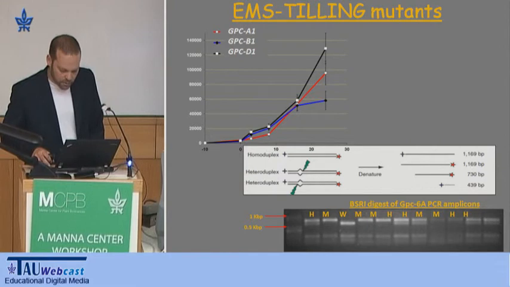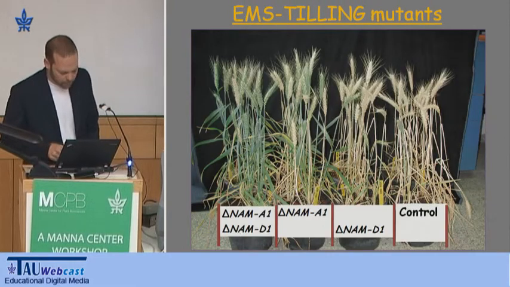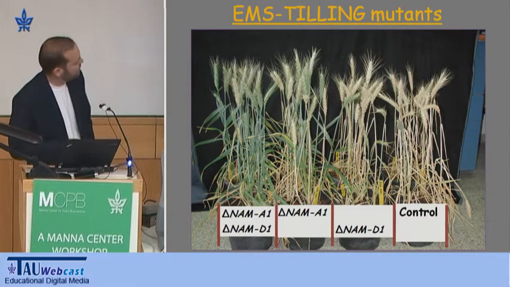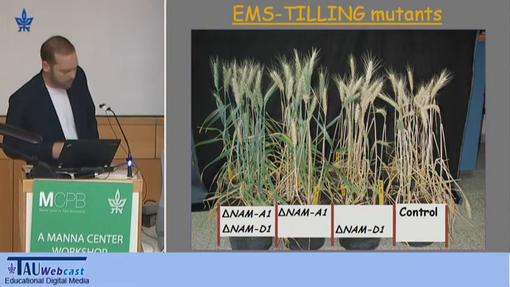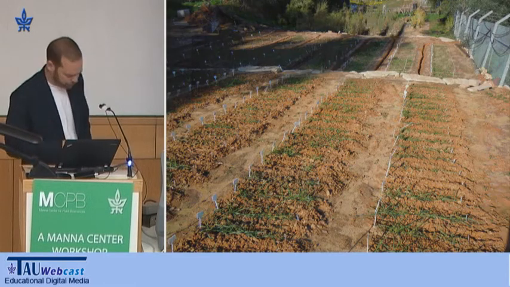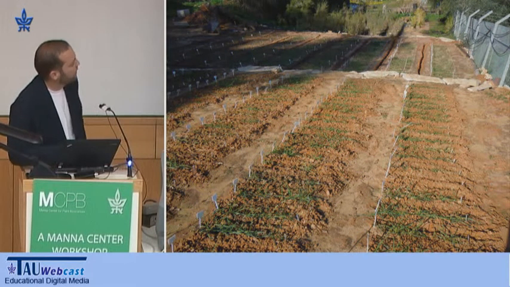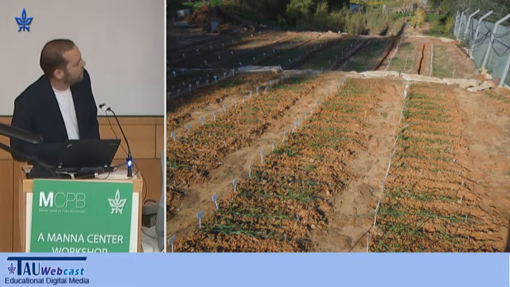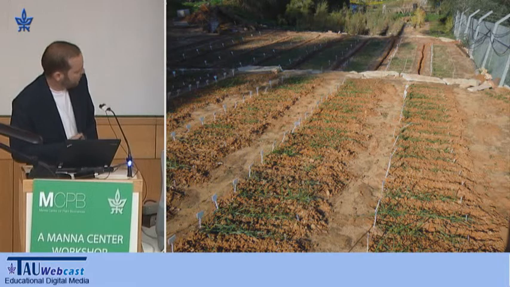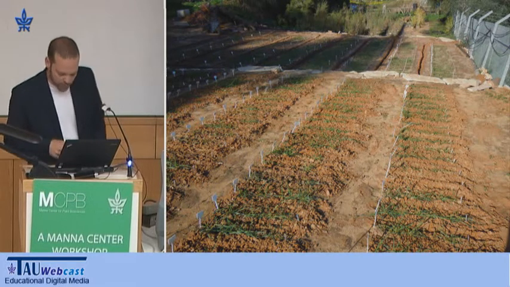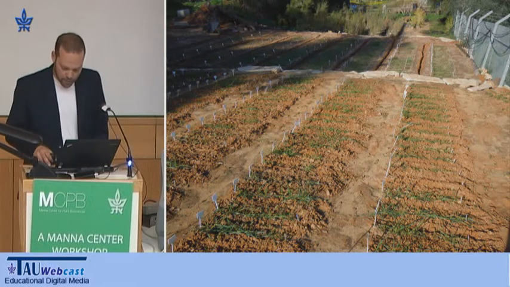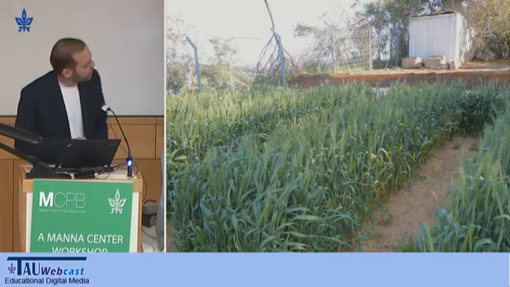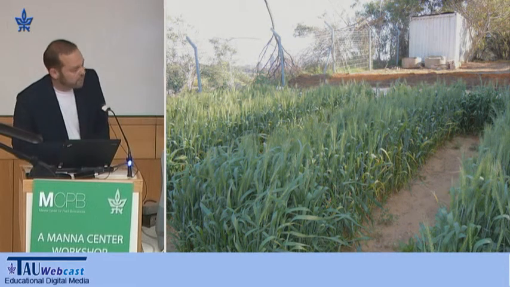And then we asked, what is the phenotype? And we saw some phenotype in pot experiments, but of course when you grow wheat, you want to see the phenotype in the field, because this is the real test to see a real phenotypic effect. And we planted the mutants in the botanical garden. We have a small field plot over there. And the plants grew, and you can see here that there are no differences between the mutants.